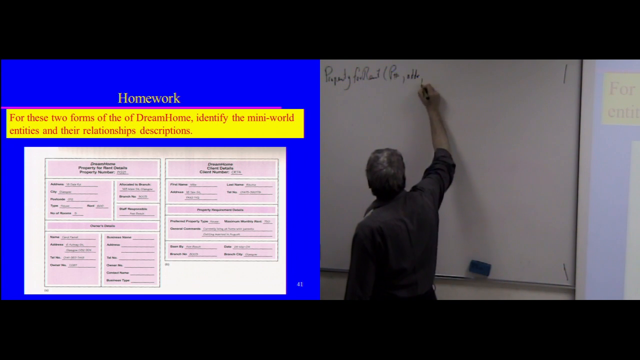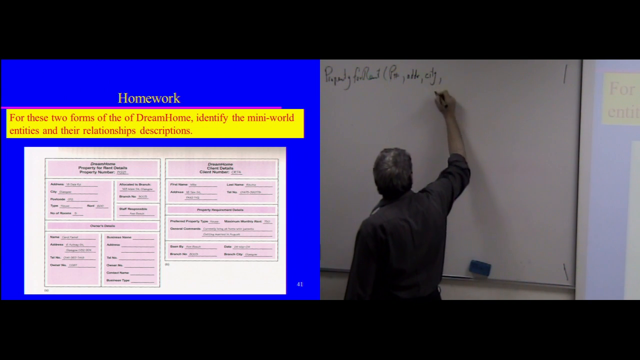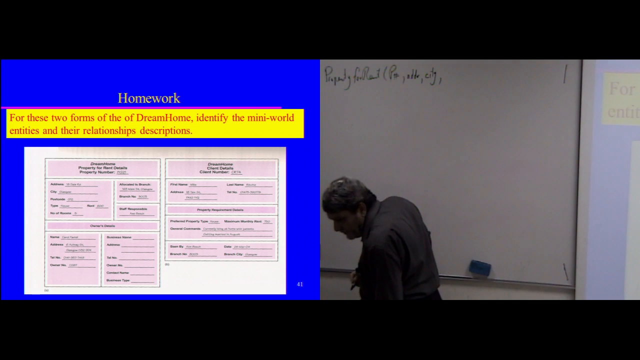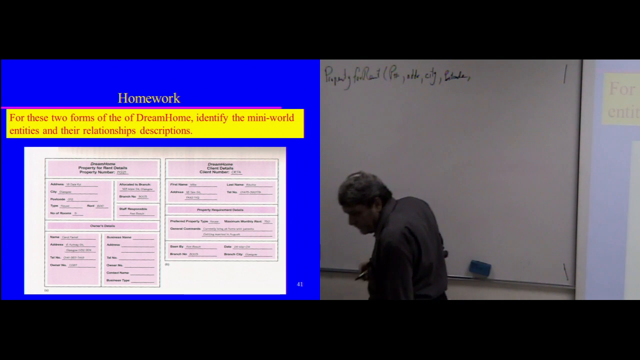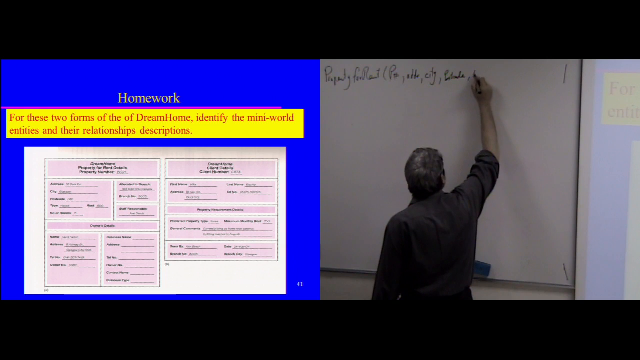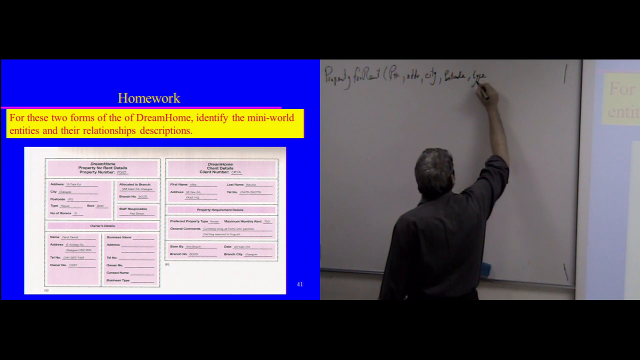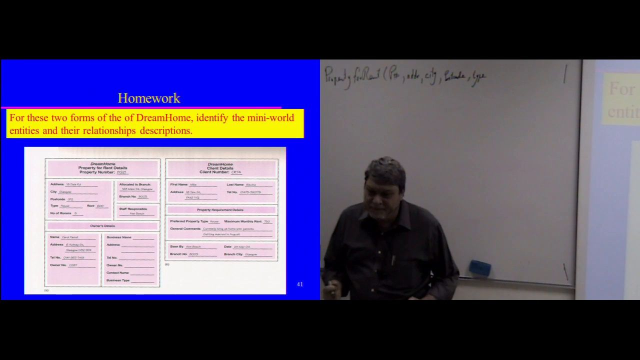Address, city, postcode, type. Again, if you look at the data used in the field, you will get an idea what type means.